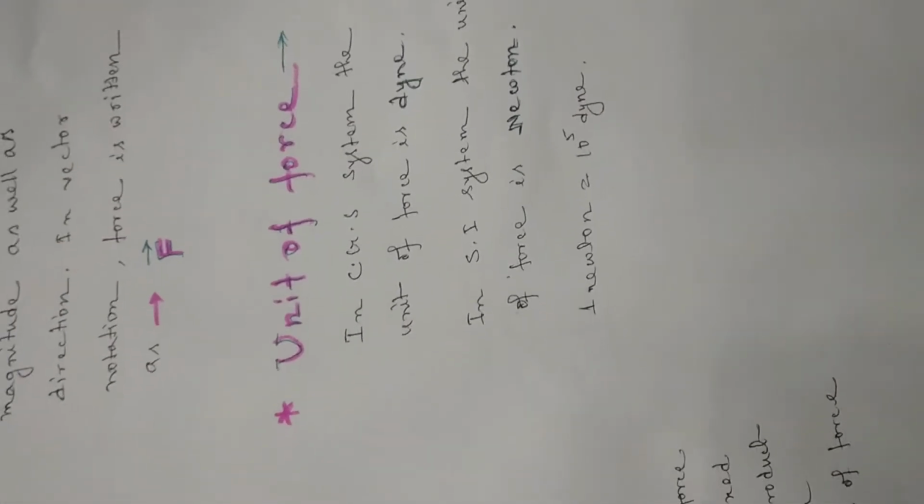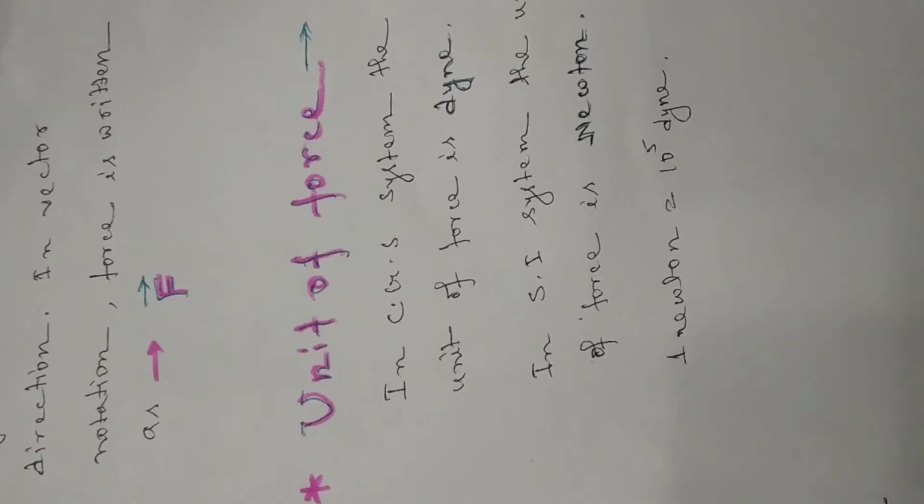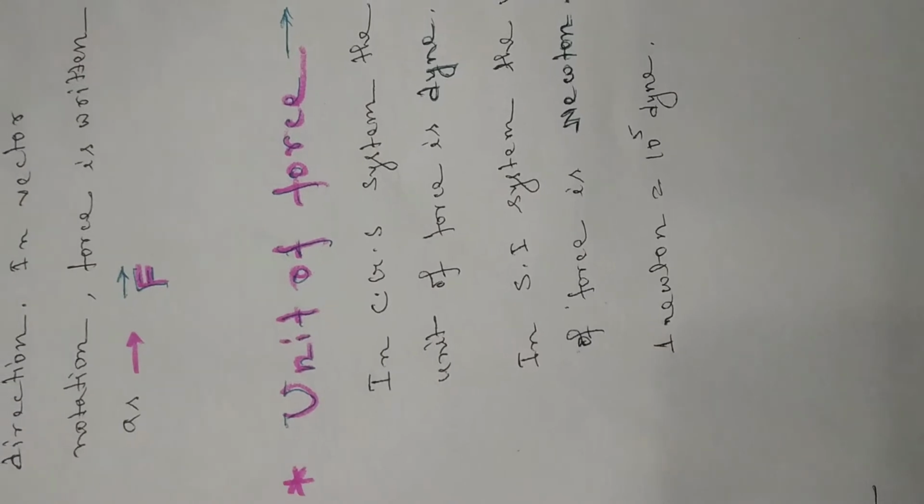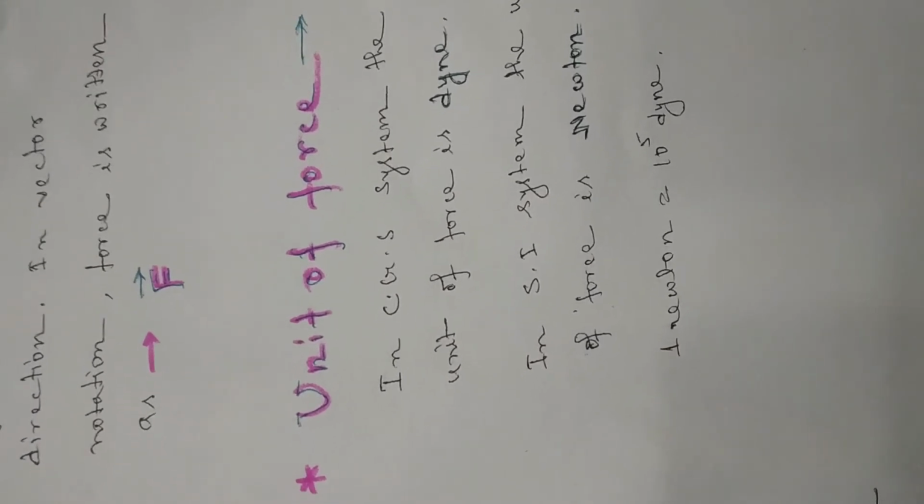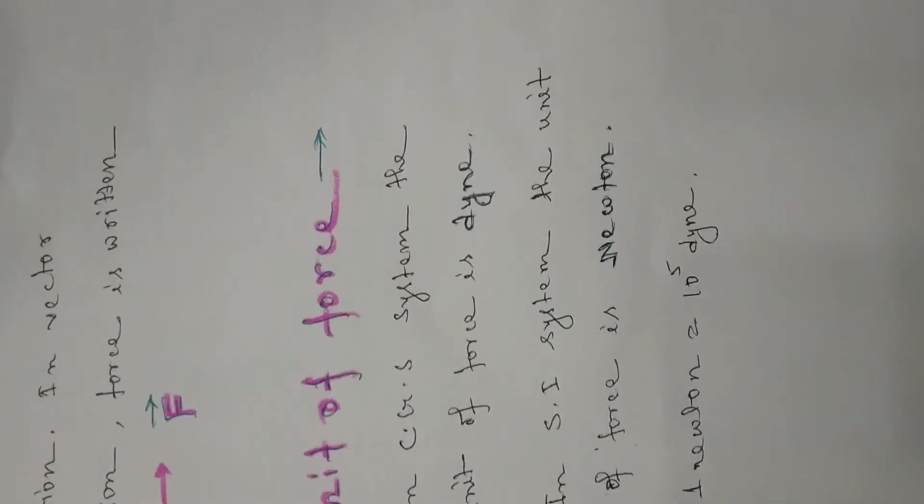Now the vector notation of force is capital F and an arrow over it. Capital F and an arrow above it. This is the vector notation of a force.